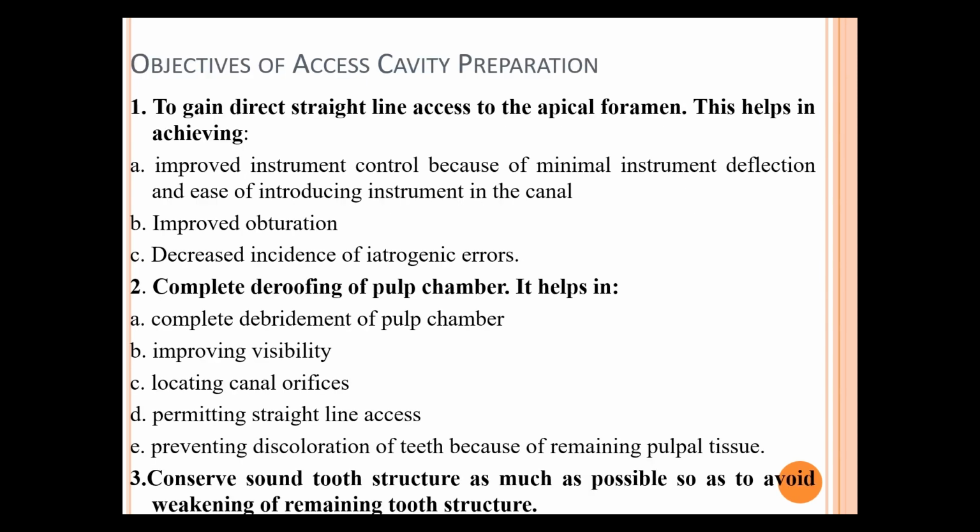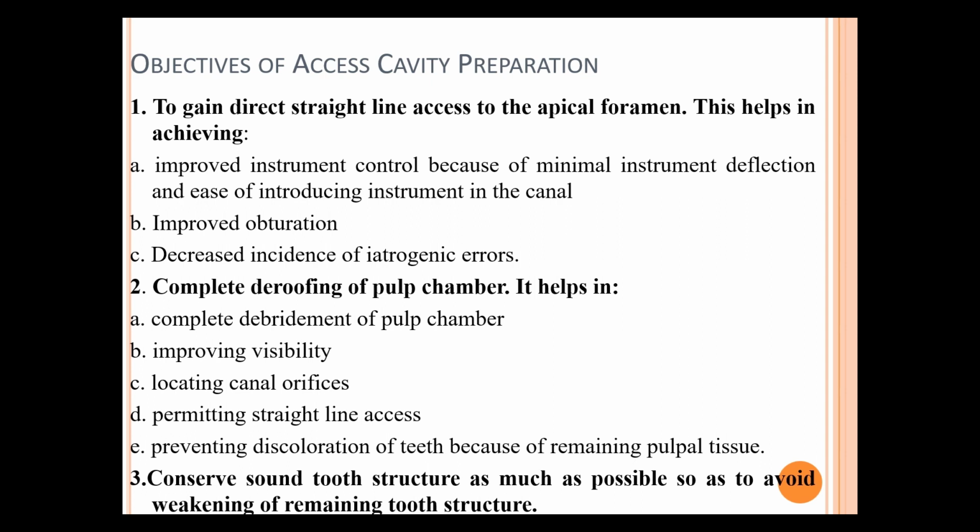Now coming to the objectives of access cavity preparation. First is to gain direct straight line access to the apical foramen. This helps in achieving improved instrument control because of minimal instrument deflection and ease of introducing the instrument in the canal, improved obturation, and, third, decreased incidence of iatrogenic errors.